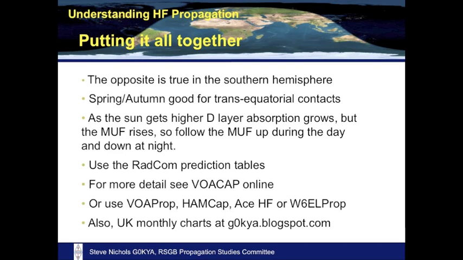Also, I maintain UK monthly propagation prediction charts at g0kya.blogspot.com. If you go to g0kya.blogspot.com, follow the link on the right hand side, and you'll find a monthly chart that will let you select a band and an hour, and it will show you where you're likely to work. So you can very quickly compare different bands at different times, or compare different times for a particular location. What would be the best time to work a specific location on a particular band?